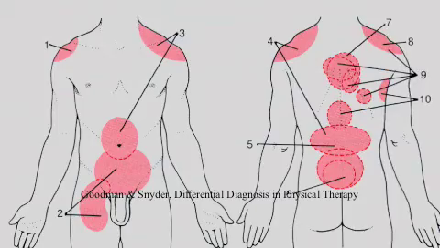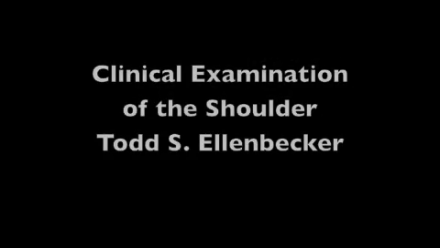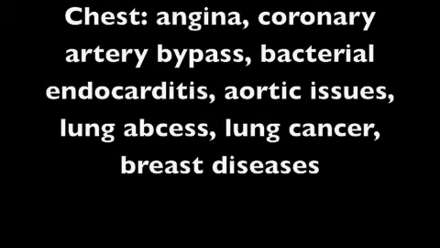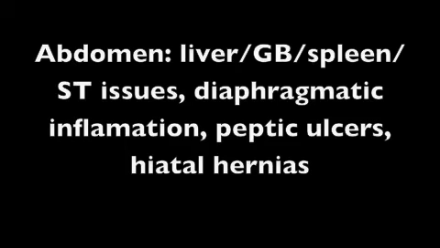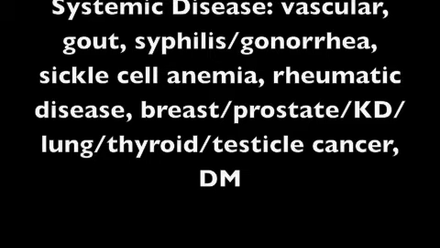Okay. Another great book is called Clinical Examination of the Shoulder by Todd Ellenbecker. And he shows how many neck problems can cause shoulder pain, and you see some of the ones in front of you, such as nodules in the neck. He shows that chest problems, and these are very common, breast diseases and angina can cause shoulder problems. He shows how abdominal issues of the liver, the gallbladder, the spleen, the stomach, the diaphragm, hiatal hernias can cause shoulder problems, and how many systemic diseases like gout and diabetes can cause shoulder pain.